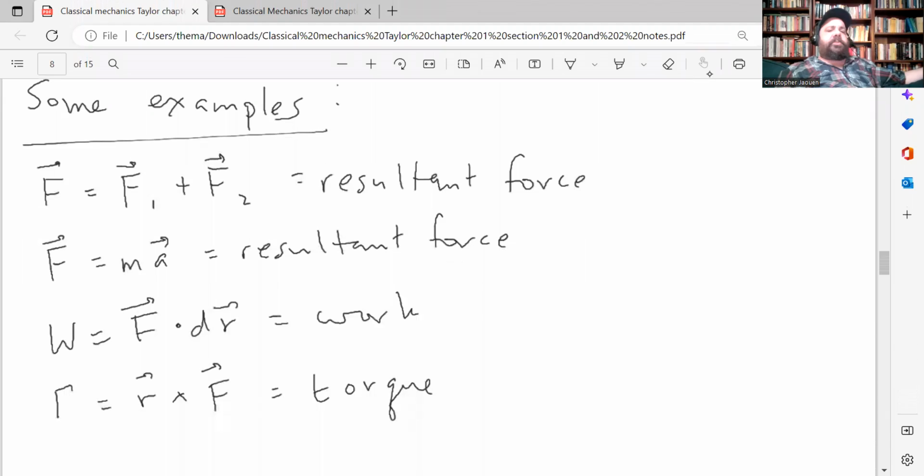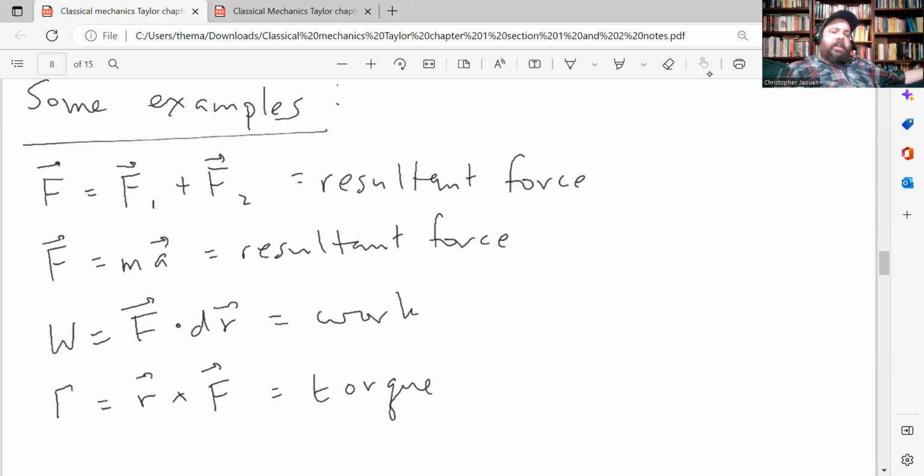He gives some examples of where you might see some of these vector operations in physics. So for example, the resultant vector, if you have two forces acting on an object, the resultant force is just the sum of the two force vectors. The resultant force here in Newton's law, F equals ma, is given by a scalar product. The mass is a scalar, and the acceleration is a vector, and so is the force. So this is an example of scalar multiplication.